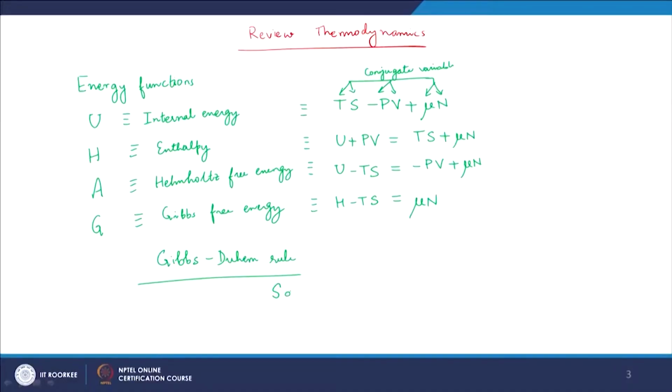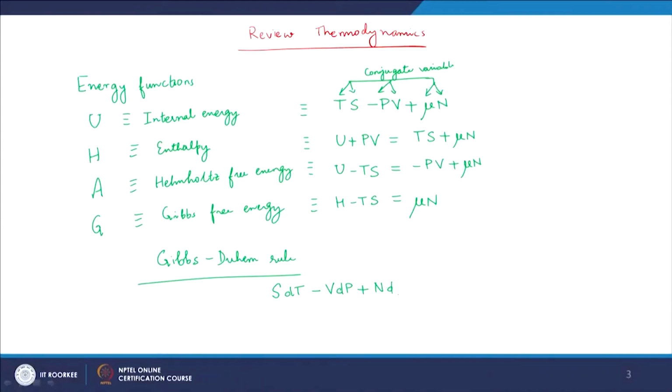So, Ts minus Pv plus mu n. In Ts, T is intensive, S is extensive. So, I will write S dT, the intensive goes inside the derivative. Then in minus Pv, P is intensive. So, we write minus V dP. Similarly, in mu and n, mu is intensive. So, we write n d mu is equal to 0, and now we have all we need.